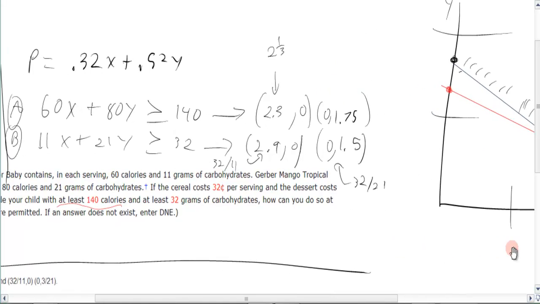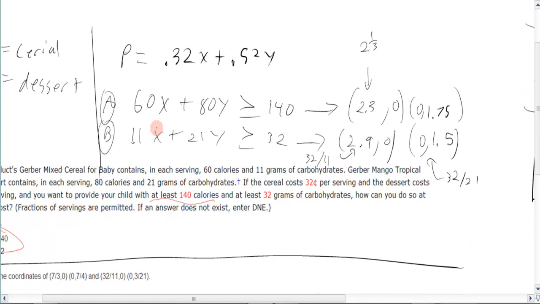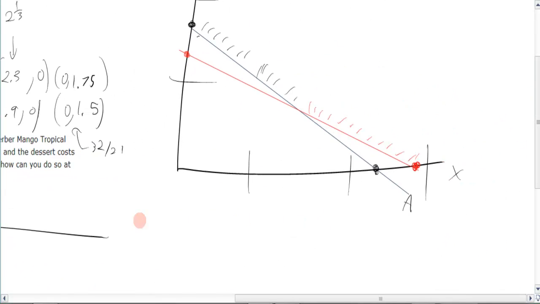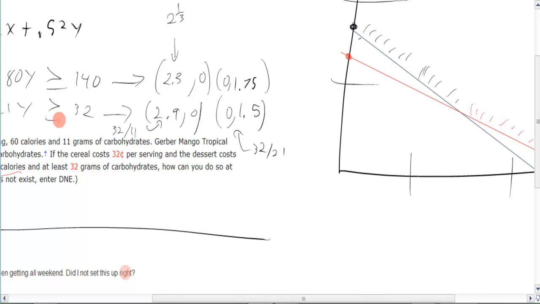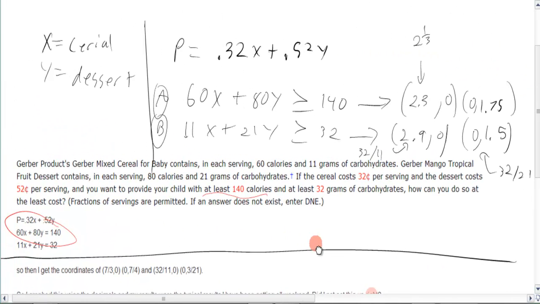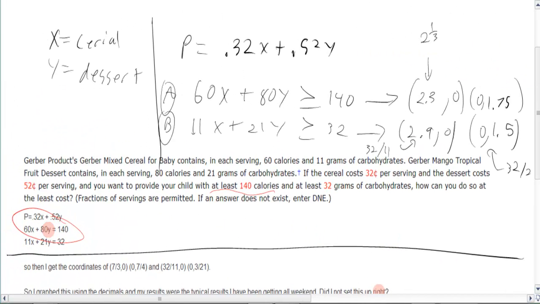You can see I called them equation A and equation B. The black equation is equation A, and the red equation is equation B. Because they're both greater than or equal to, that's the one thing I did notice about yours. You just put equals, but I was wondering if that was just because you were typing it. They should be greater than or equal to, because our baby wants at least 140 calories and at least 32 grams. So those should take care of that.